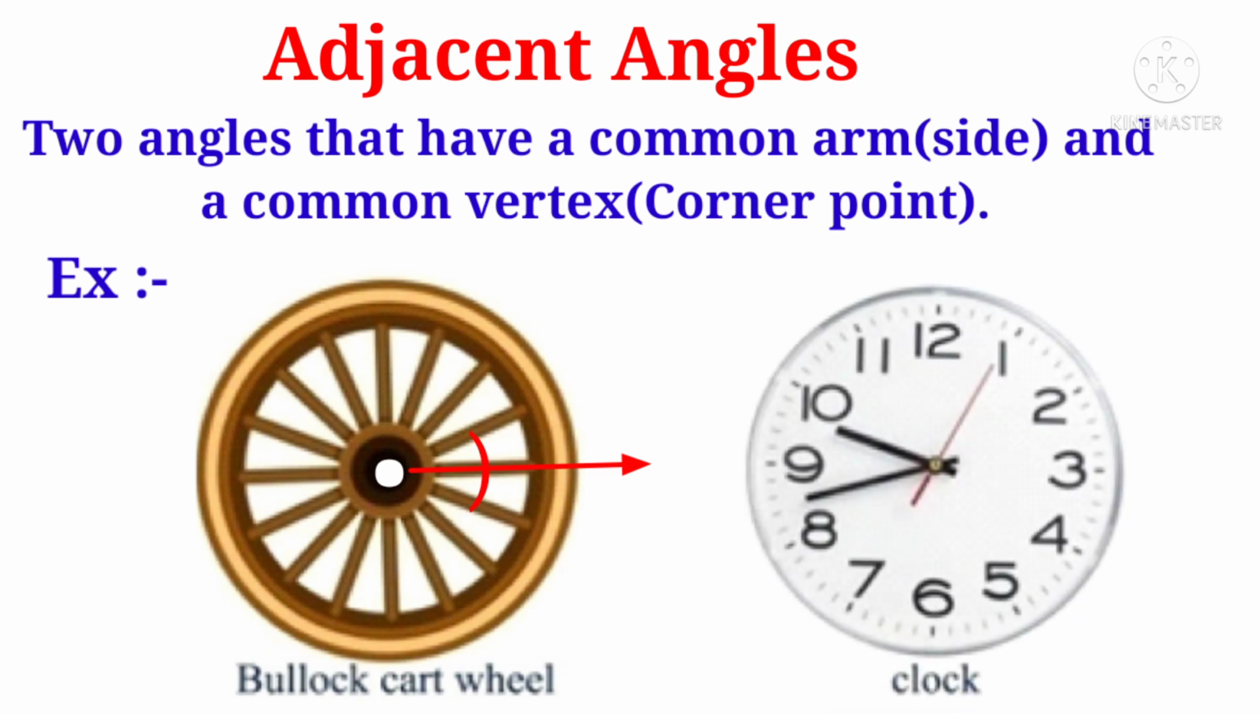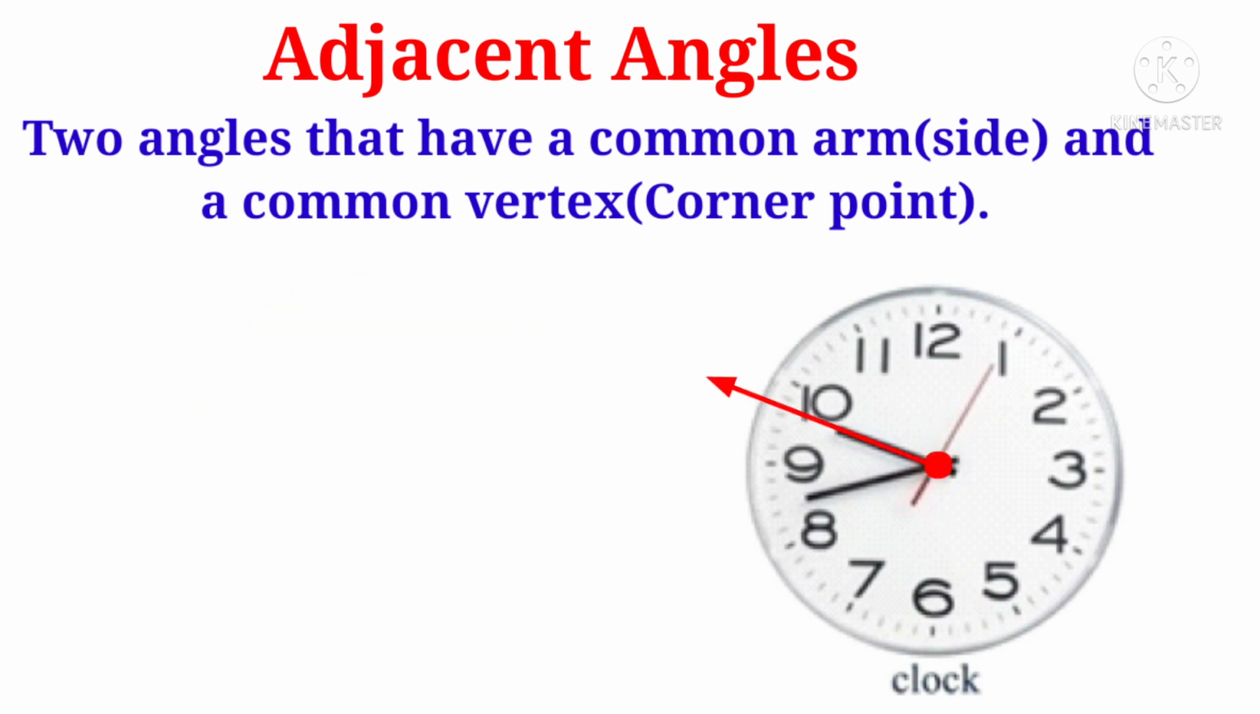Now let us take a wall clock, and in it there are the hour hand, minute hand and second hand. Draw a ray through the hour hand and put a point, that is the common point or vertex. Now the angles on either side of the hour hand are examples of adjacent angles.